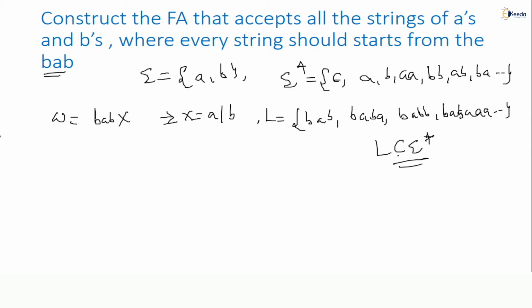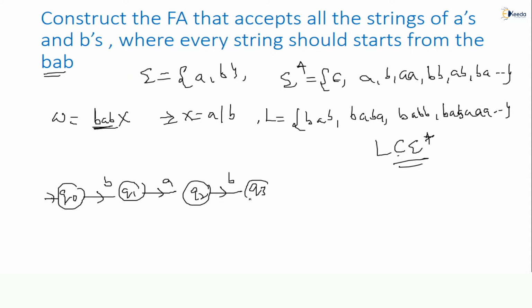So now, as I mentioned very clearly, look all of you. First give the transitions for BAB. Q naught on B goes to Q1. Now Q1 on A goes to Q2. Q2 on B goes to Q3. So the minimum string reaches Q3. BAB should be accepted, for which we need to make Q3 a final state. After that, if A comes, or B comes, any number of A's and B's, it must be accepted.